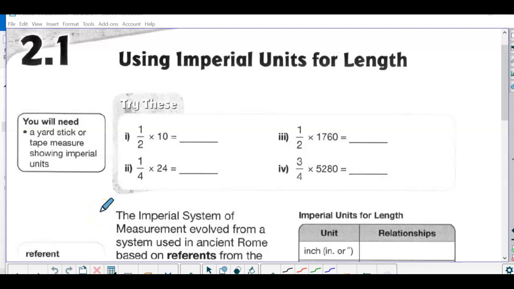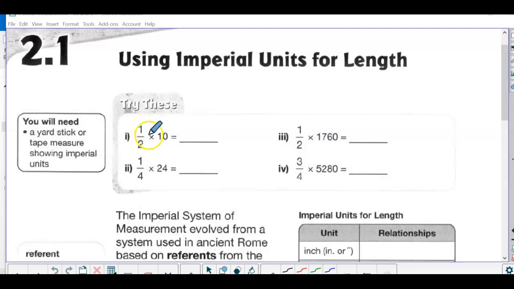Okay, we're looking at the workbook, chapter 2.1, using imperial units for length. In all of the chapters, there's a beginning part called the "Try These." Really, it's just some skills that you'll end up using within each separate chapter. So we'll do these quickly. Half times 10, try these without a calculator.